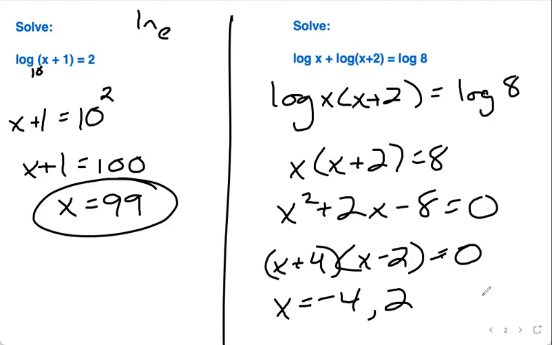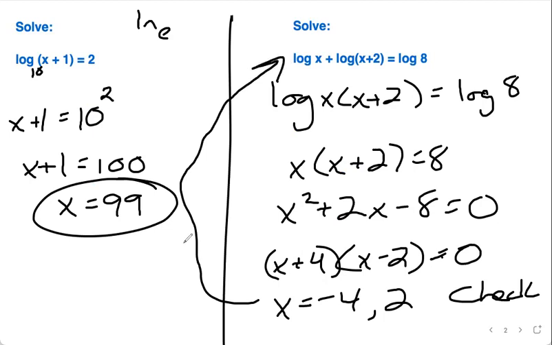But you have to check by plugging back into the original. If I plug in negative 4, you can't have log of negative 4. Remember domain restrictions. Anything inside of a log is greater than 0, so that's an extraneous solution. However, if I plug in a 2, I can have log of 2, I can have log of 4, and the only answer here would be x equals 2.